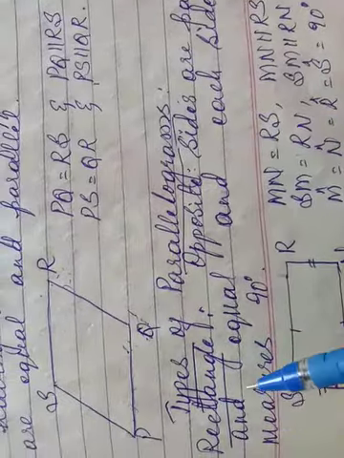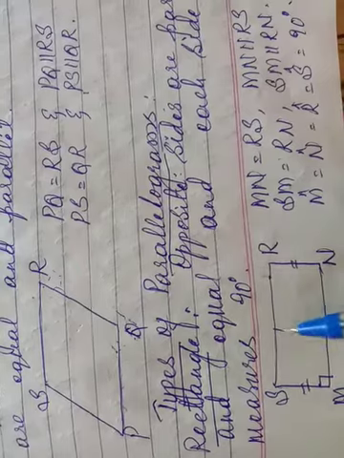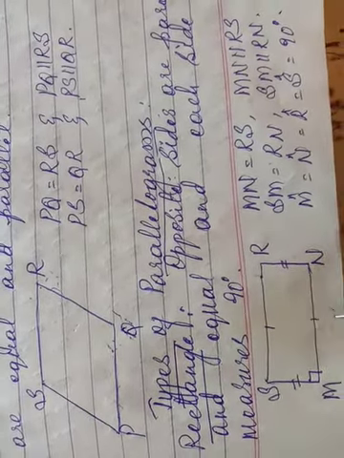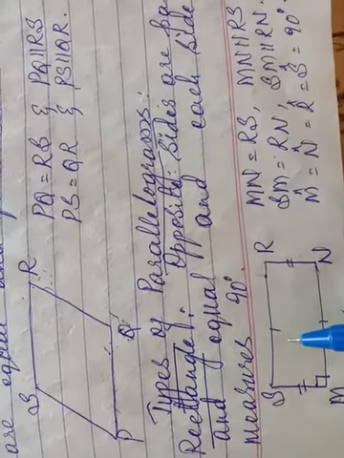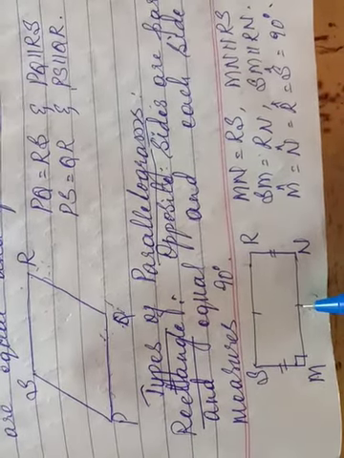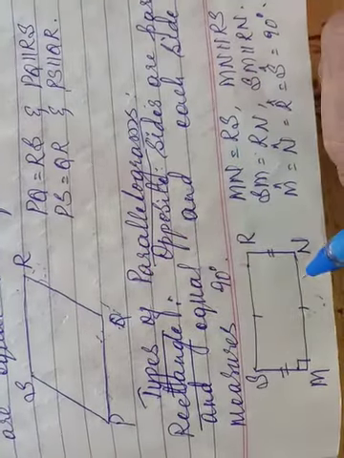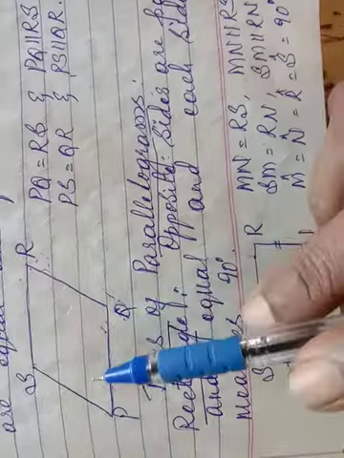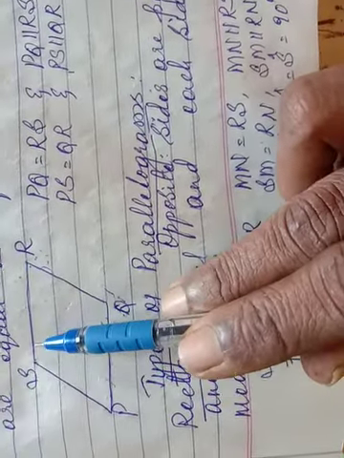Now, what is a rectangle? Opposite sides are parallel and equal also. The difference between a parallelogram and a rectangle is that in a parallelogram each angle measures differently, that is, not exactly a right angle.